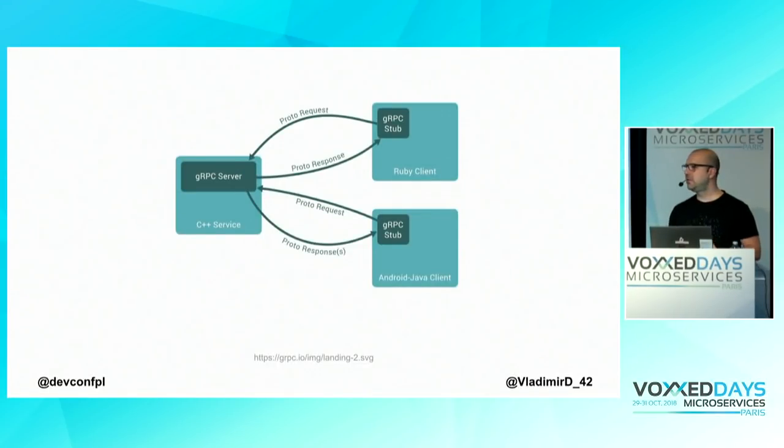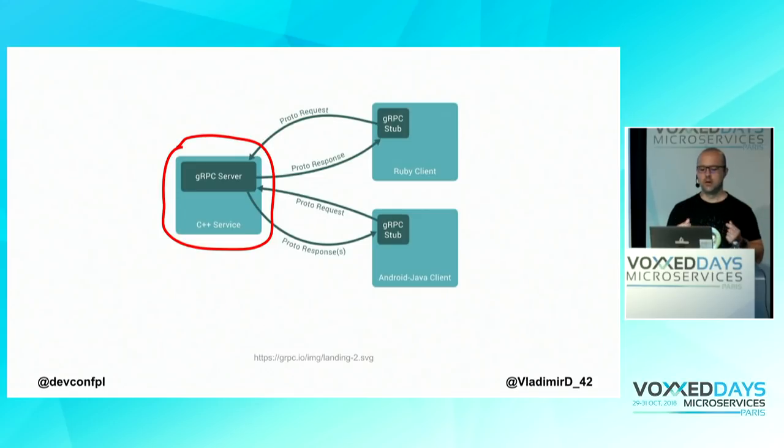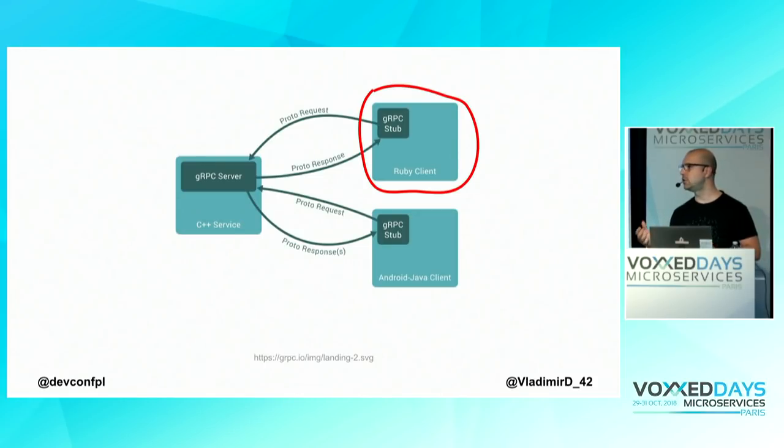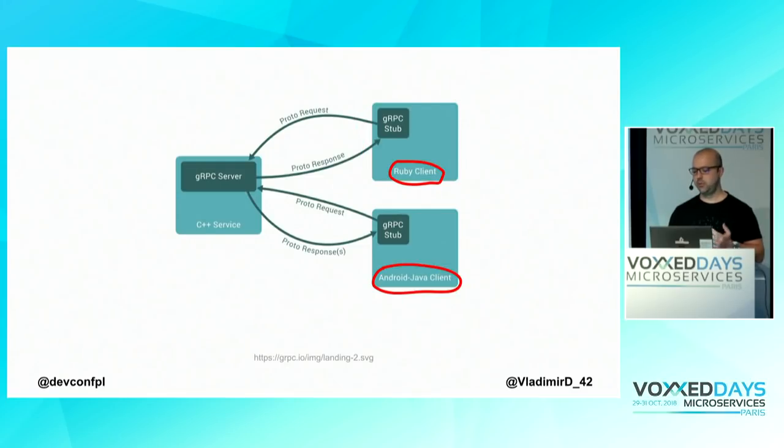With any RPC framework, in a nutshell, what we have is a server which exposes some procedure to call remotely, right? In this case, it's written in C++, and then we have one or more clients which can call this procedure remotely, and in this case, they're in Ruby and an Android Java client. The reason you have C++ for the server and the clients in Ruby and Android Java is that the majority of RPC frameworks are language agnostic.